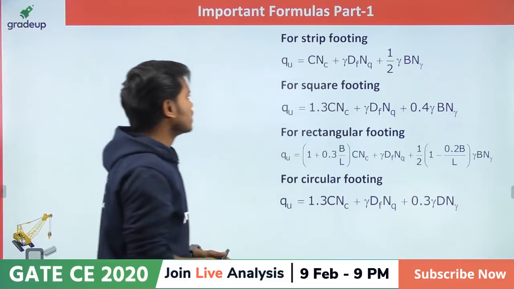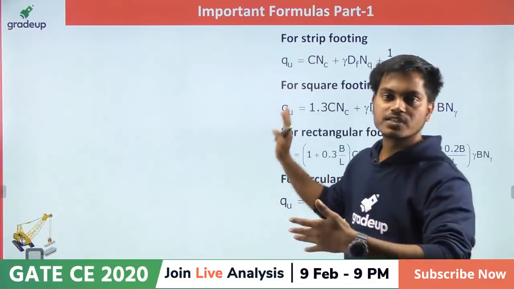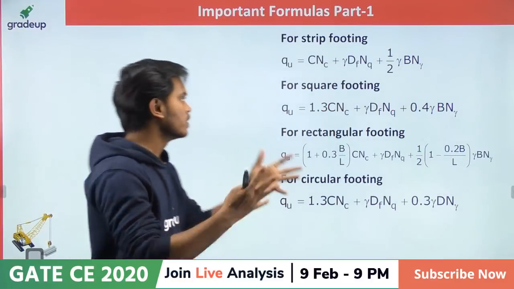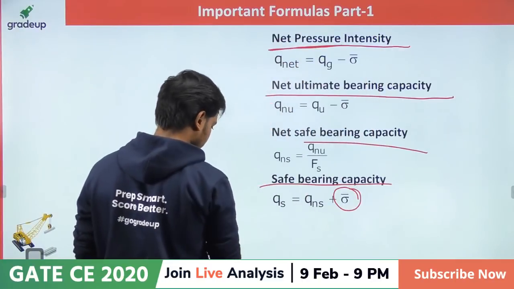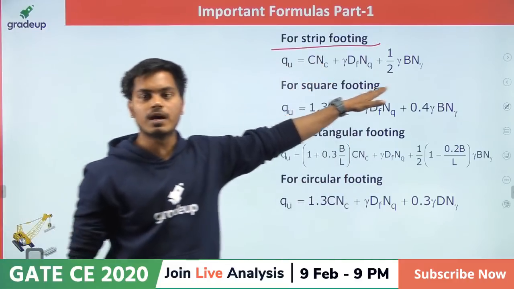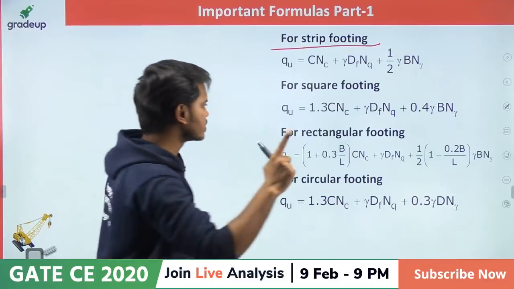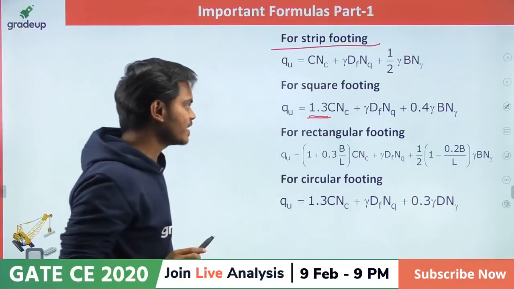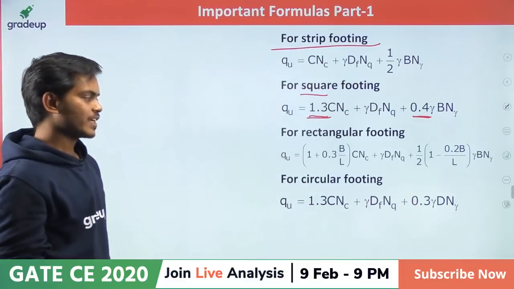Okay. Next is your very, very important formula for Terzaghi. Terzaghi gave this for what? For the bearing capacity of the foundation. So there are certain cases. One is your strip footing. For strip footing, you have to simply use this formula. Okay. There will be a very, very small change. What you will do is you have to multiply 1.3 in the beginning, and for square you have to do 0.4. Okay?